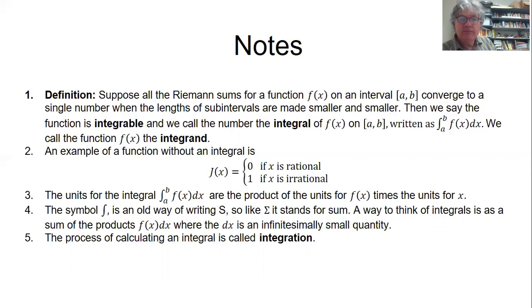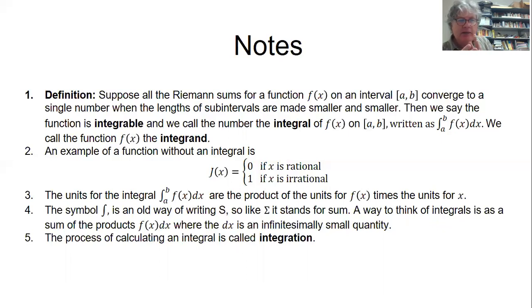Units for the integral are the product of the units for f times the units of x. That's different from the derivative. The units of the derivative, dy/dx, are the units of f(x) divided by the units of x. So that's a 'something per something', and that's how you know you've got a derivative. You know you've got an integral when you've got a product.